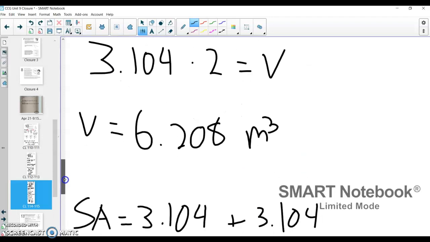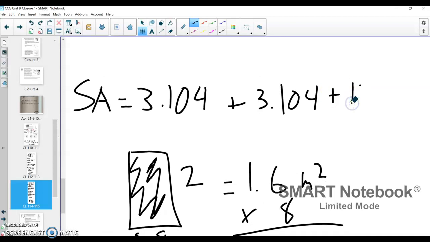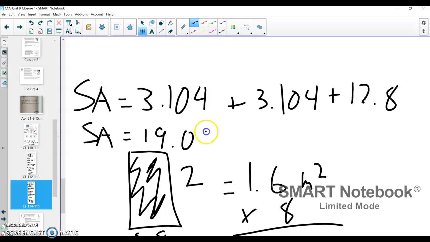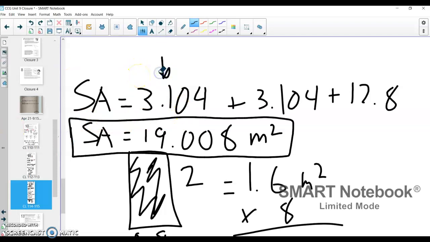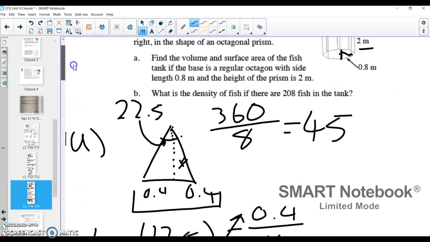And then I can add that to my surface area here. So plus 12.8. And then when I add it all together, I'll have my surface area of this shape. 3.104 plus 3.104 plus 12.8 gives me a surface area of 19.008. And it's a surface area, so that is meters squared. And that is my answer here for surface area. All right. Again, this is the top base, bottom base, and then that is all of the rectangles around the shape.